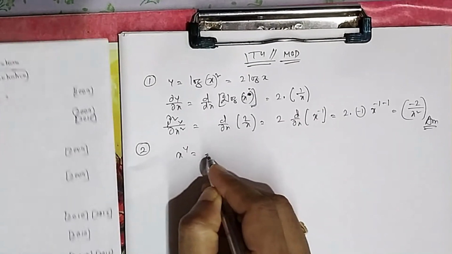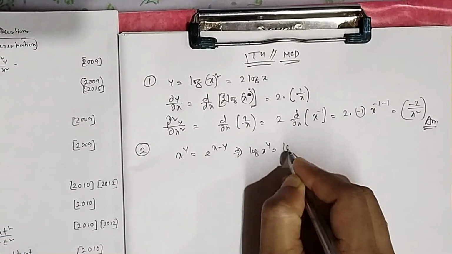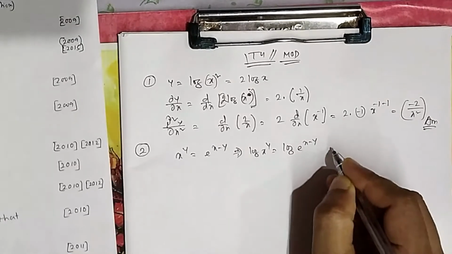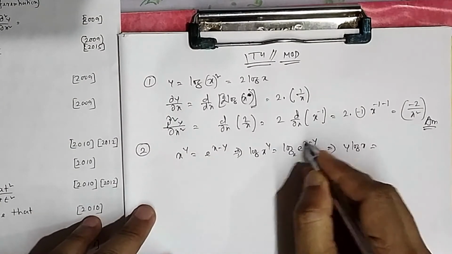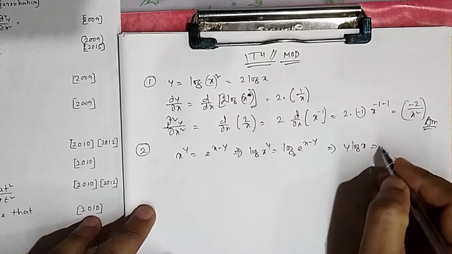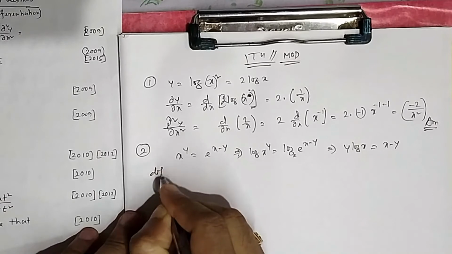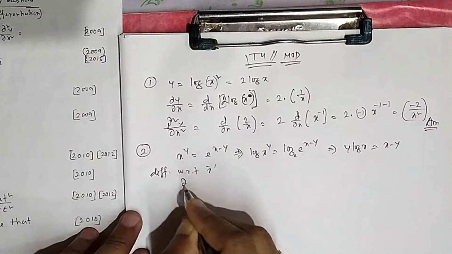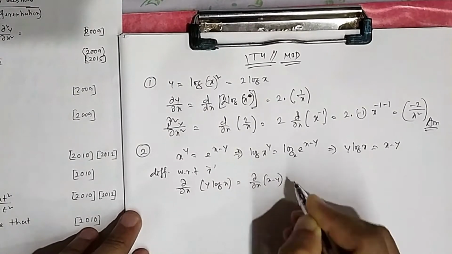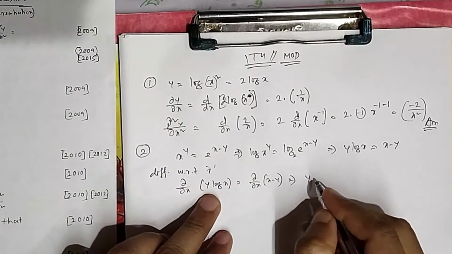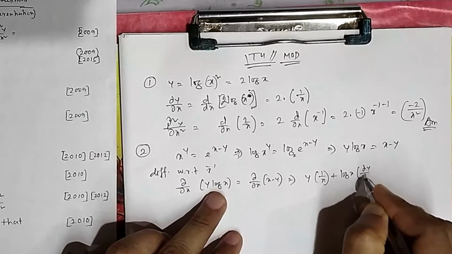So this is given: x to the power y equals e to the power x minus y. You will take log on both sides. So log x to the power y is equal to log e to the power x minus y, which implies y will come in front, y log x, and log e to the base e is 1, so it is x minus y. Now you can take differentiation on both sides. Differentiating with respect to x: d/dx of y log x. First y is constant, differentiation of log x is 1 by x, then log x is constant, differentiation of y is dy/dx.